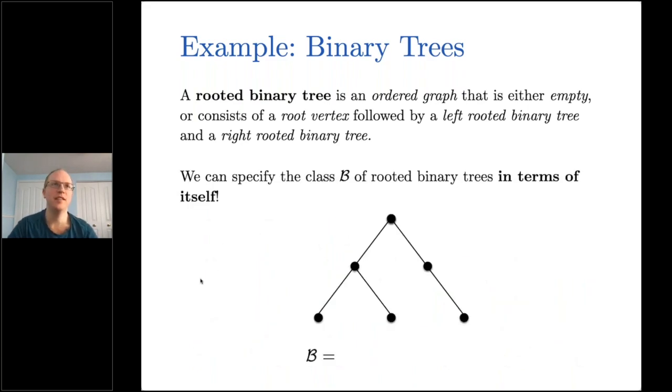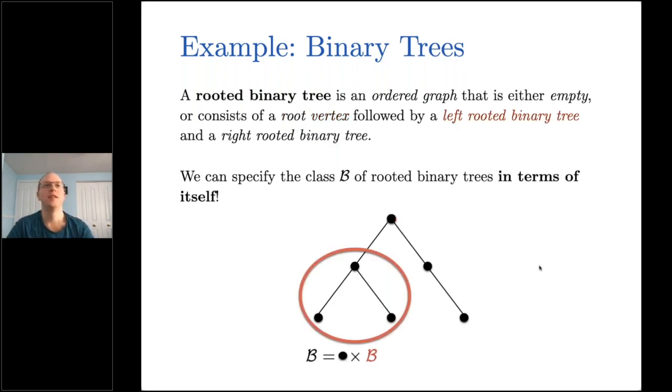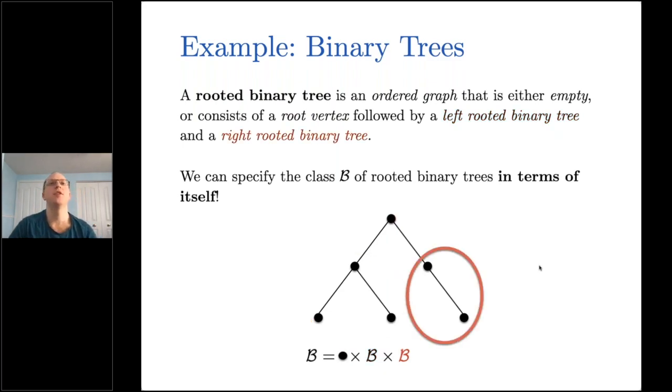And the very interesting thing is that because this definition describes a rooted binary tree in terms of other rooted binary trees, we can use our constructions to describe the class of binary trees in terms of itself. So if I am interested in the class of rooted binary trees, let's say I have one right here. Well, if it's not empty, it has a root vertex, right? So there's this root vertex here. Then there's a left rooted binary tree. So I can think of this as being a product of the root with the left binary tree, and then also the right sub-binary tree.